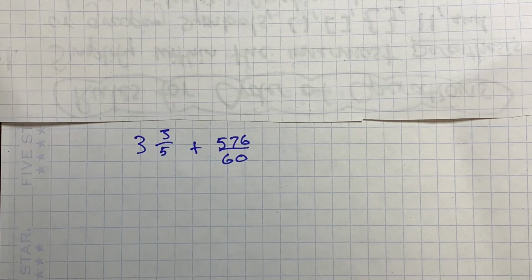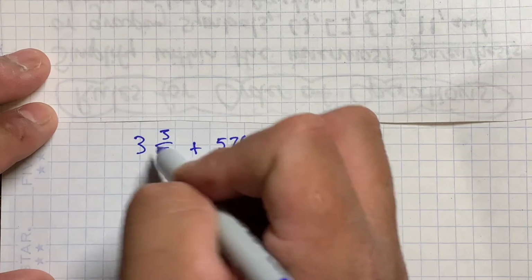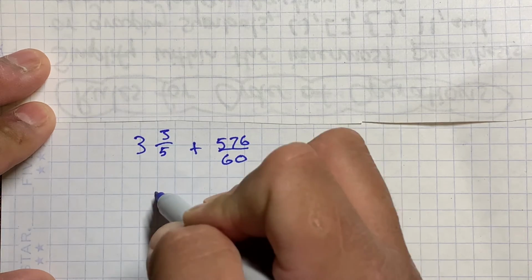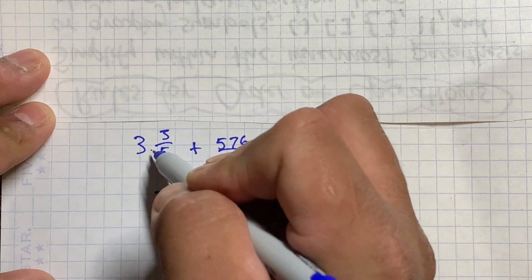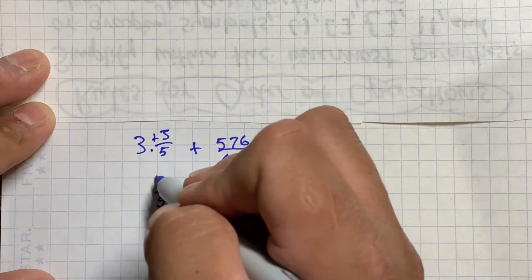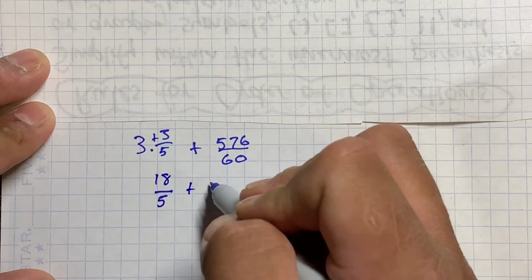The same thing. What you'll have to do is convert that mixed number into an improper fraction again. So let's go ahead and do that. Since 5 is your denominator, rewrite it. And 5 times 3 is 15, plus 3 is going to be 18 over 5.